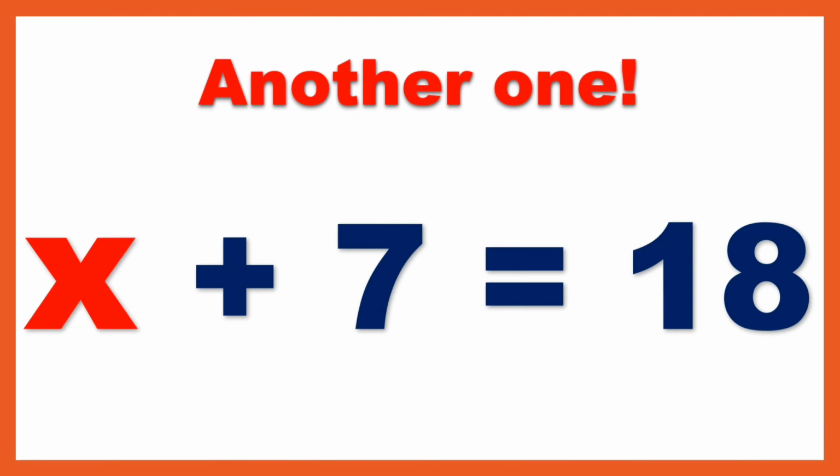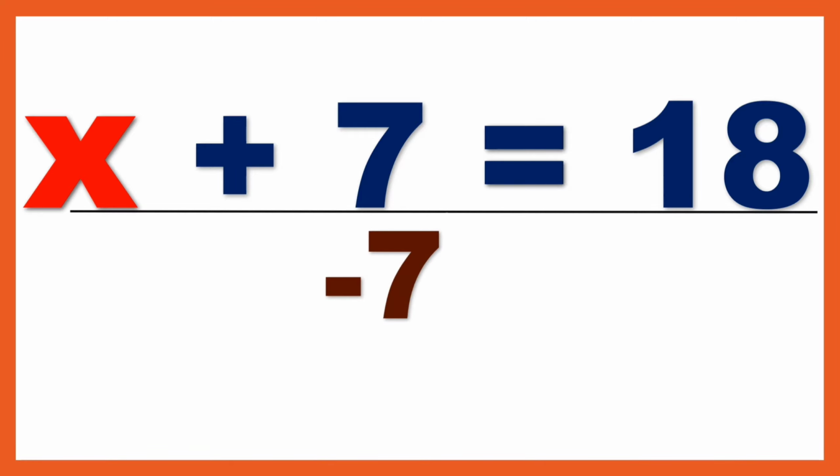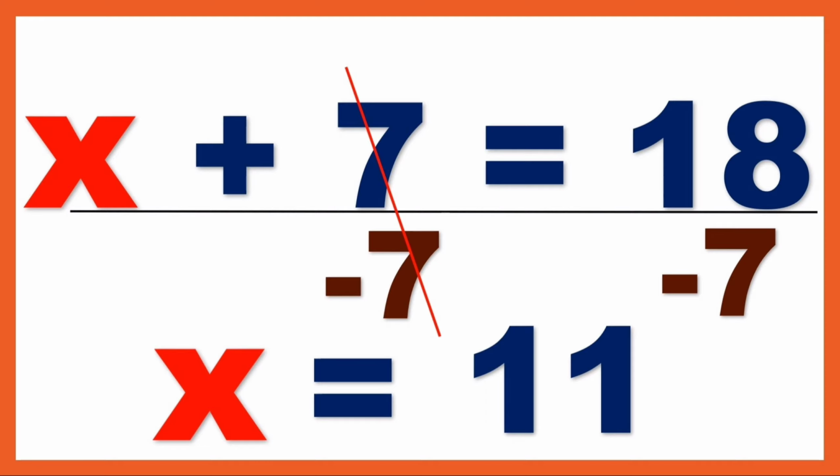Let's have another one. X plus 7 equals 18. I'm gonna give you some time to answer this. Okay, are you ready now? Again, we need to isolate x by subtracting 7 to both sides. Subtract 7 on the left, subtract 7 on the right. That cancels 7, making our x isolated. Let's bring our x down. Let us also bring our equal sign down. And the answer, 18 minus 7 equals 11. Got it!